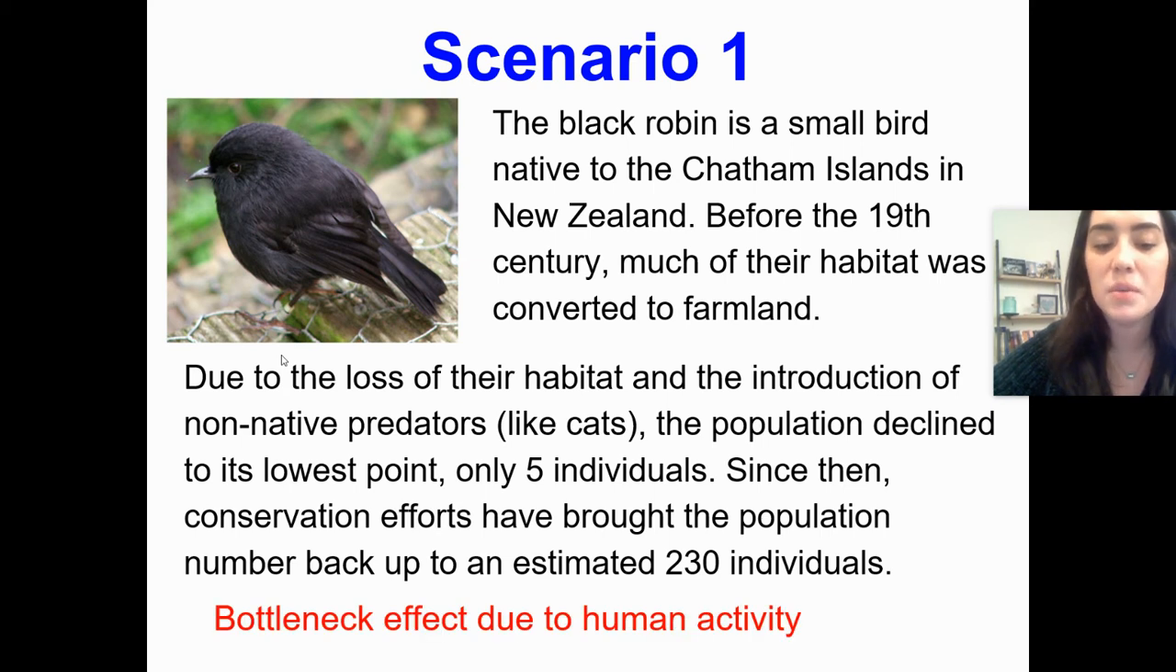So this is a bottleneck effect due to human activity. That would have decreased the population to 5 individuals, and that means that the 5 individuals that had whatever alleles they had are going to be the ones that pass on their genes, because the rest of them, whether or not there was a lot of genetic diversity to begin with, died off and are no longer going to be part of that gene pool. So yeah, it's bottleneck effect.